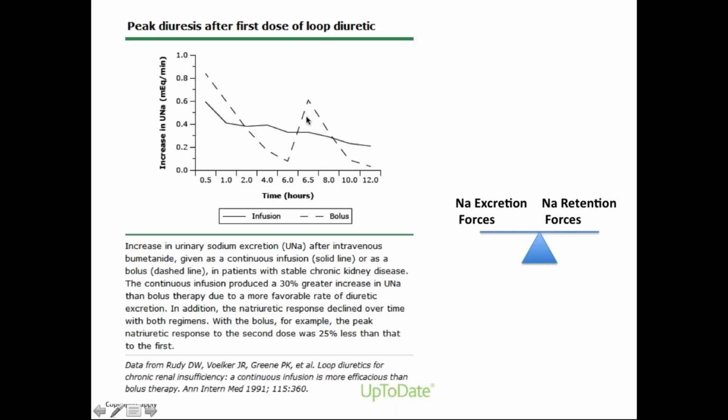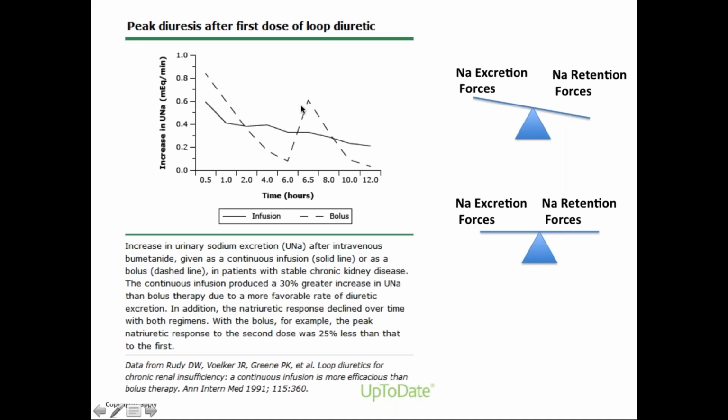So when you start, the sodium excretion and retention forces are in balance and you're at steady state. When you give the first dose of furosemide, what happens is that you've now lost volume, and the sodium retention forces increase while the excretion forces go down. With that, when you give the second dose, the retention forces are much larger, and so the effect of the second dose of Lasix is now much lower compared to the first dose.